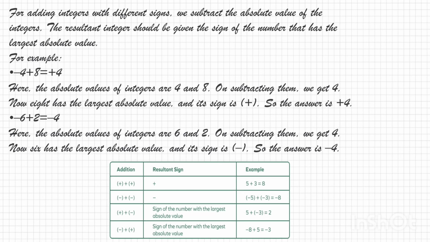For adding integers with different signs, we subtract the absolute values of the integers. The resultant integer should be given the sign of the number that has the largest absolute value. For example, minus 4 plus 8 is equal to plus 4.